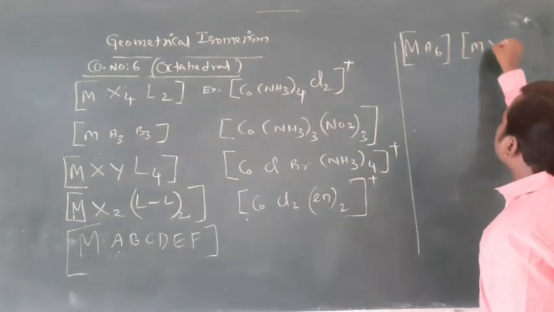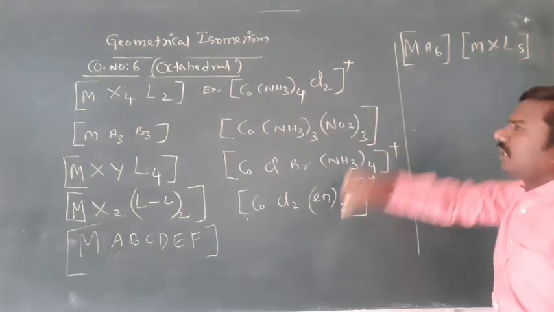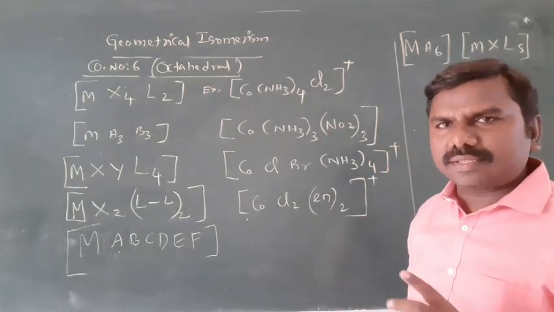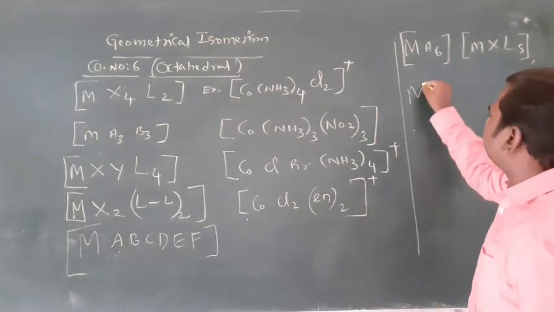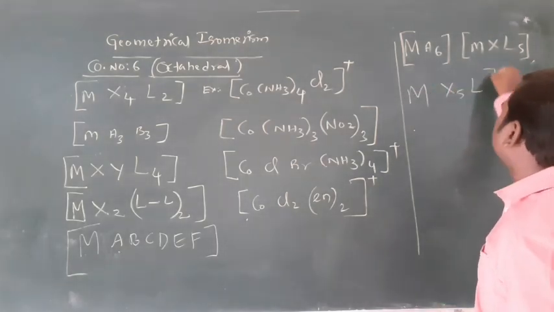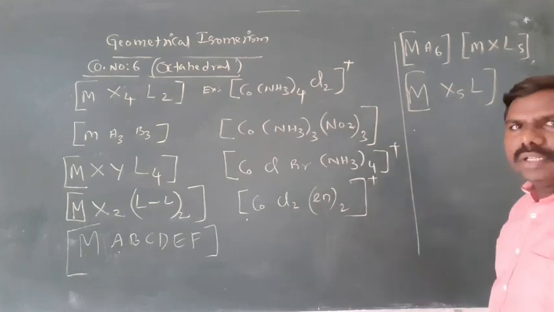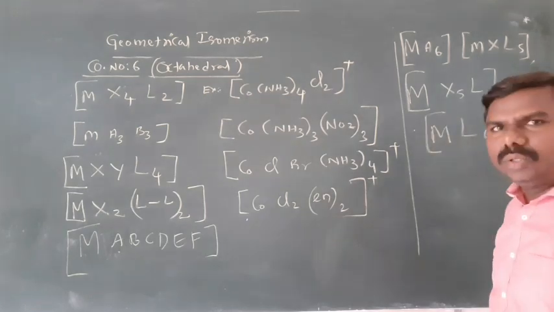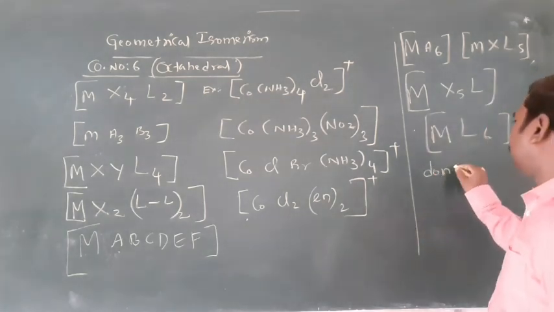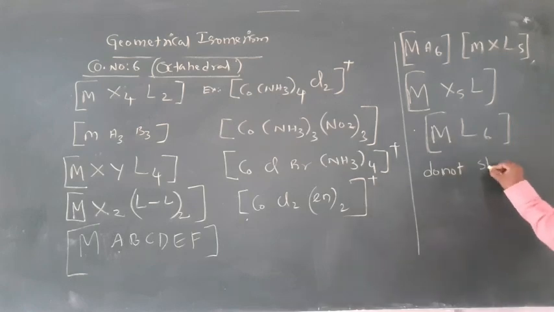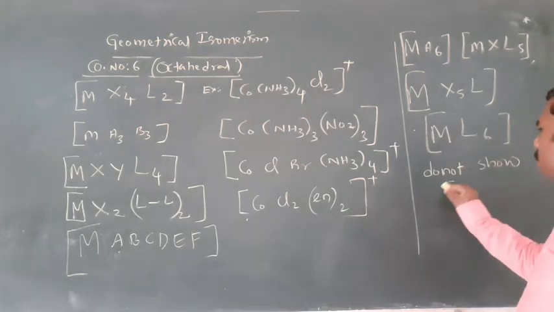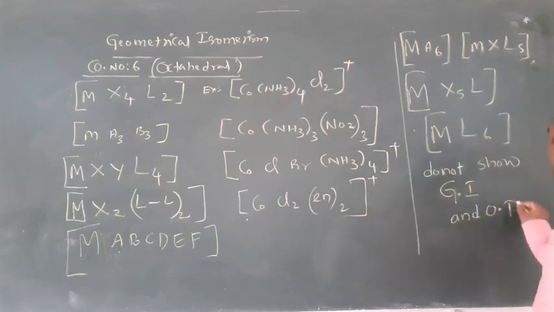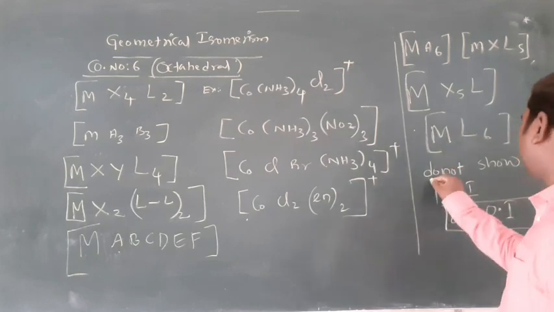Next, M X L5. It means one ligand is different and the remaining 5 are the same. Next, M X5 L, right. Next, M L6 does not show geometrical isomerism and optical isomerism. Very, very important it is.